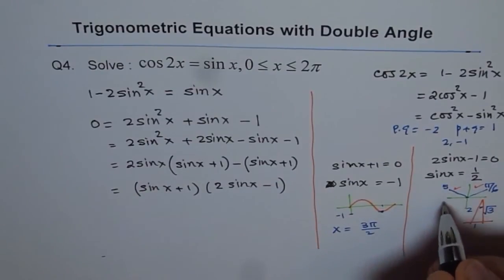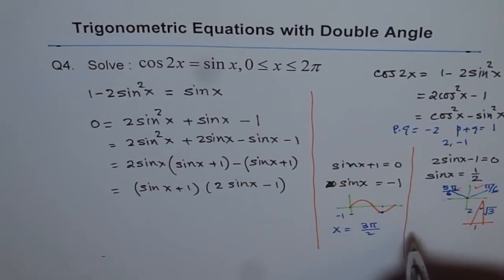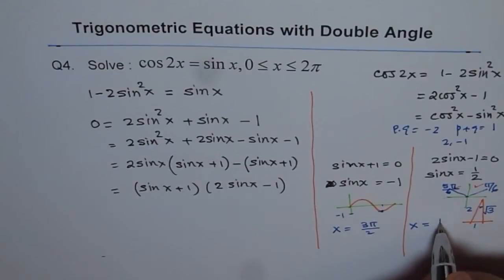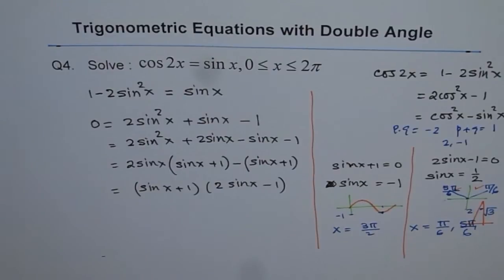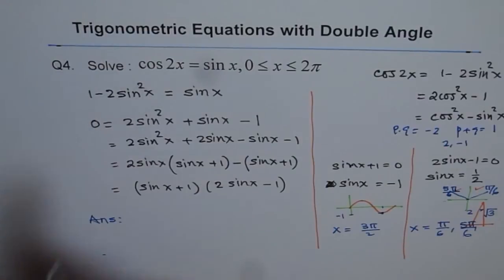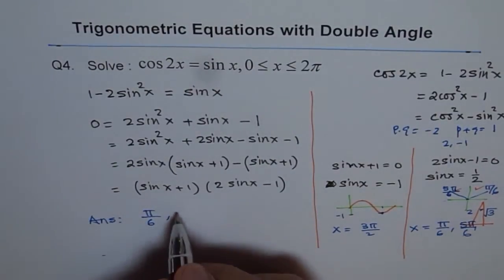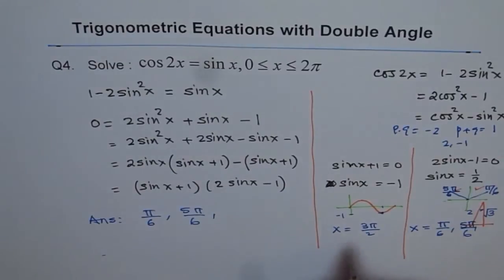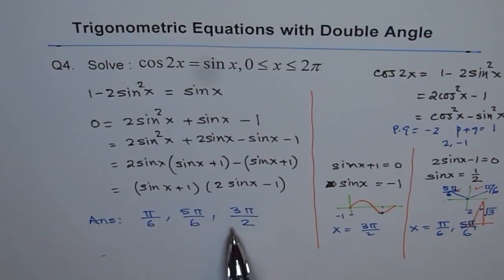The other one is 1 less than 6 pi by 6, that is 5 pi by 6. So we have two solutions here, which is x equals pi by 6 and 5 pi by 6. Do you see that? So these are our solutions, and therefore now we can write down our answer, that the solution of this equation in the domain 0 to 2 pi is pi by 6, 5 pi by 6, and 3 pi by 2. These are our solutions for the given equation. Okay. Thank you.